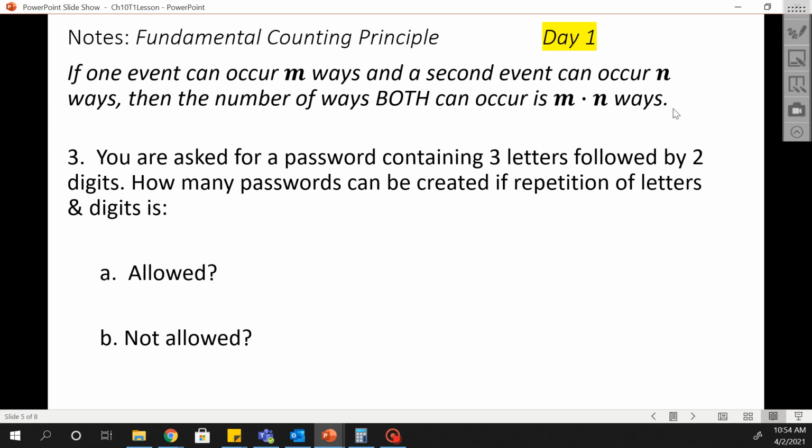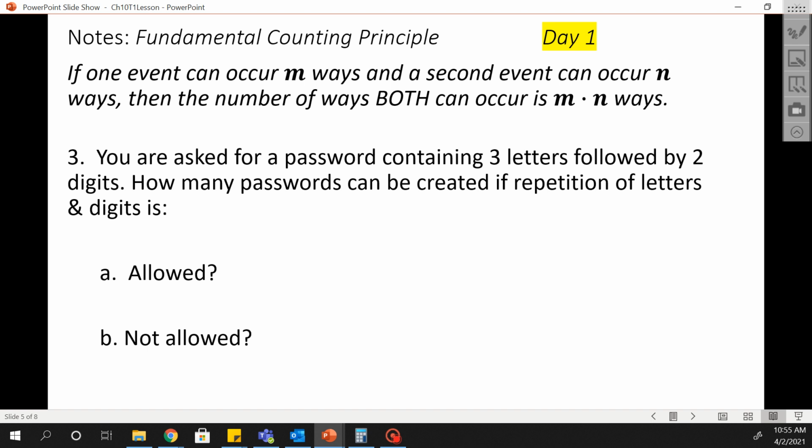Now, sometimes it's not easy to understand what the event that's occurring is. Okay, so whenever you're trying to figure out what the event is that's occurring, think of the options you have, and then try to figure out what event those options go with.